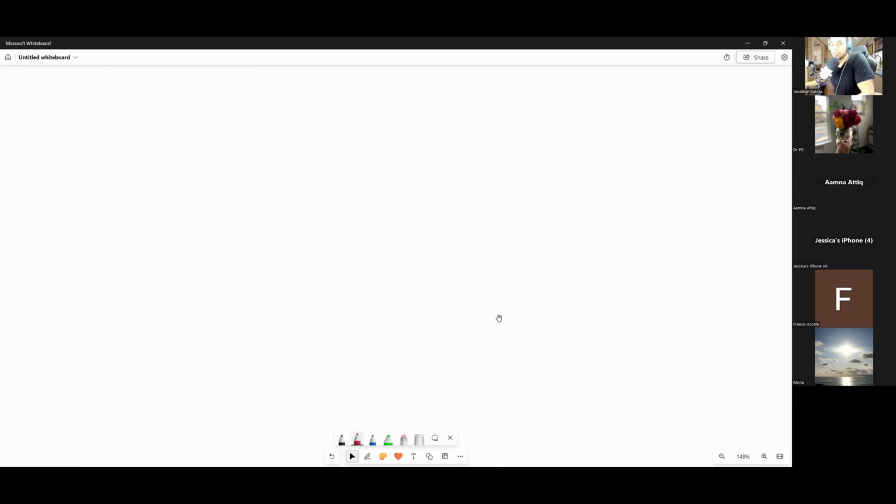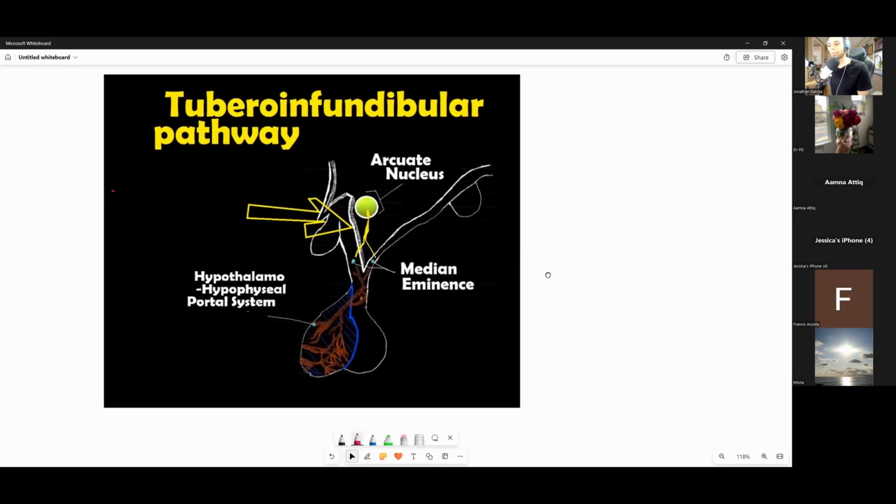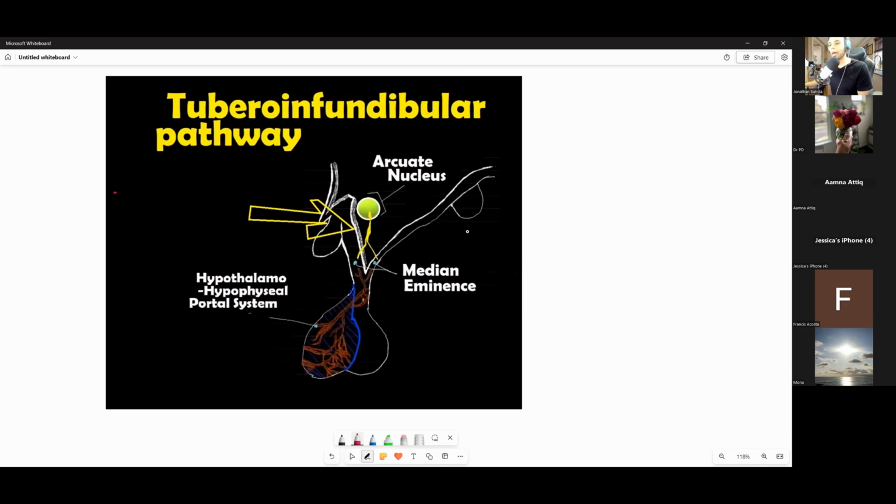So let's understand this. Let's make this 100% clear. Let me also show you some images, so we understand this 100%, because this is a little bit tricky if you think about all the different types of pathways. If we look at the tuberoinfundibular pathway, what a crazy name they gave this, but nevertheless, this is what it's called. This is a pathway that will actively be inhibited by dopamine.